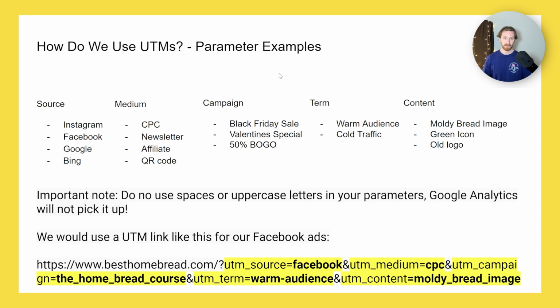So for Facebook ads, we'd use something like this, similar to my last example. UTM source, Facebook, UTM medium, cost per click, campaign, the home bread course, UTM term, warm audience, UTM content, moldy bread image. So when we see this information in Google Analytics, we would filter it by purchase, as an example. You have your purchases, and then you filter by session campaign, session source, session medium, and you can see your purchases that come from cost per click. You can see your purchases that came from the moldy bread image, and you can thus compare with other information that you set in UTM links for other Facebook ads.